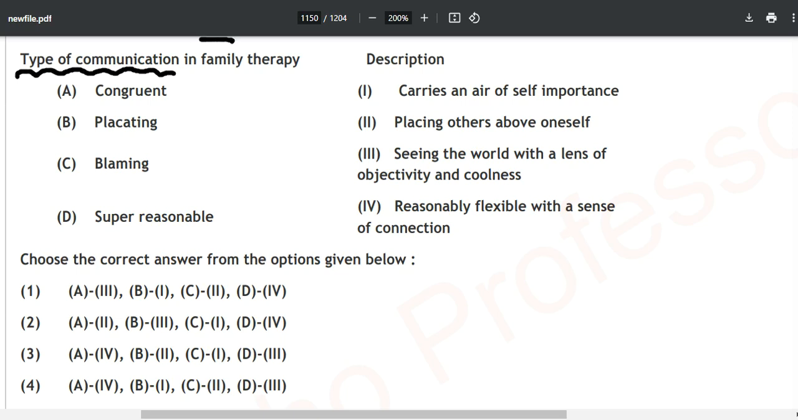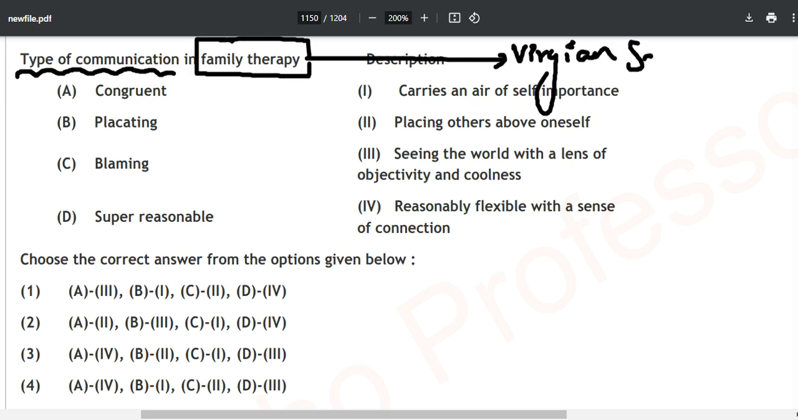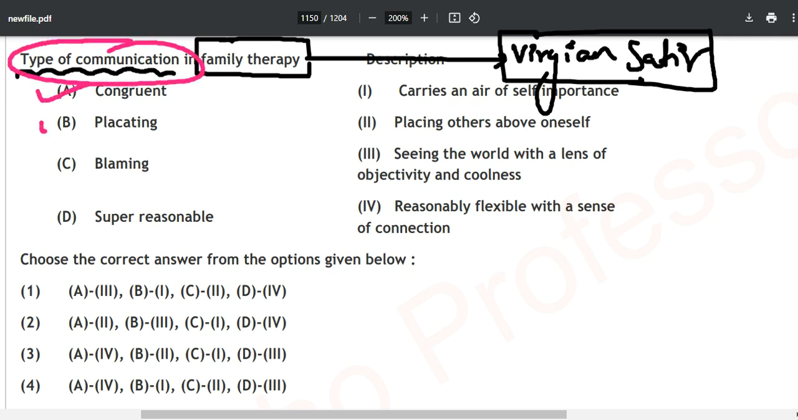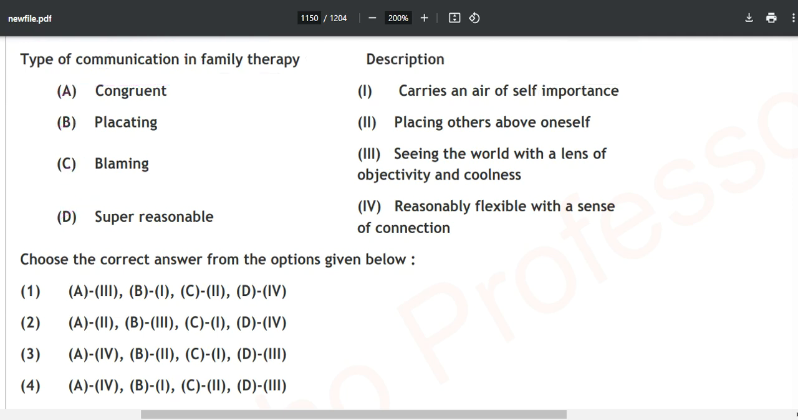communication in family therapy. What you will note down now is very important: family therapy was given by whom? Virginia Satir. This Virginia Satir gave family therapy first of all. And in family therapy, there are types of communication: congruent, placating, blaming, and super reasonable. Super easy. Now you know what all these things are. So just be careful and remember this.